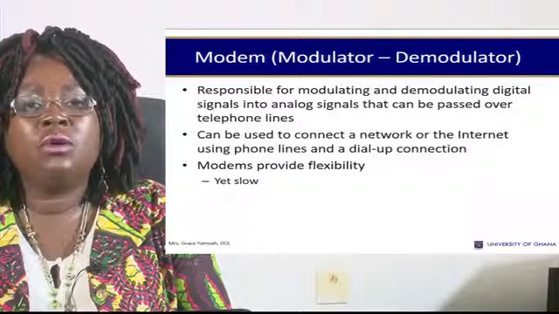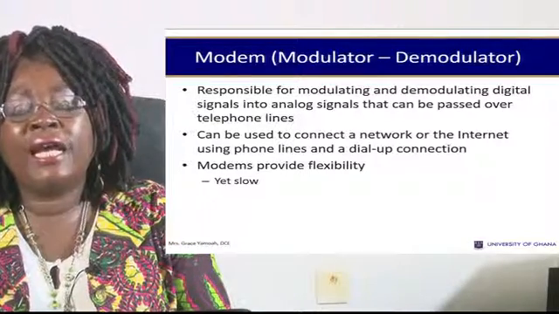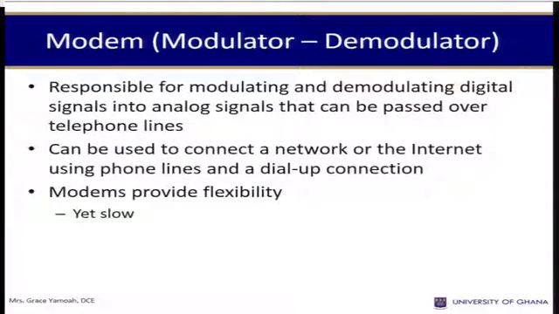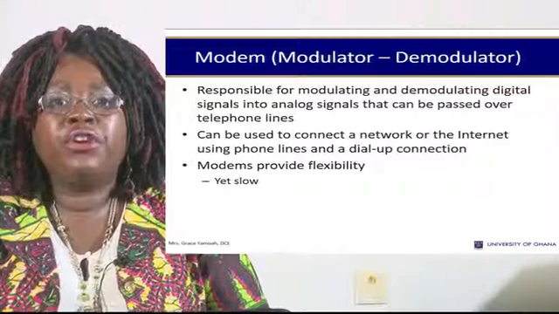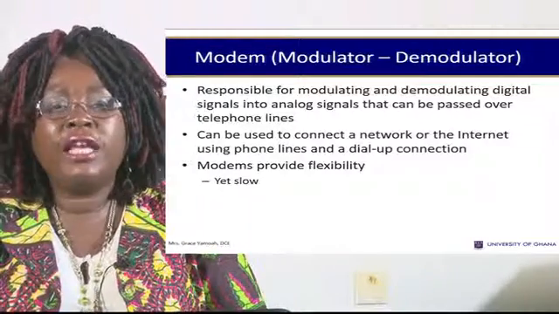It has a modulating component and a demodulating component. In one component, it changes the digital data into an analog setup, and then it is able to transfer it through the telephone switches or telephone lines we use. Then at the receiving end, it changes the data back from analog to digital for the reception to take place. So this is why we have a modem, two major designs of this system, responsible for modulating and demodulating digital signals into analog signals that can be passed over telephone lines.